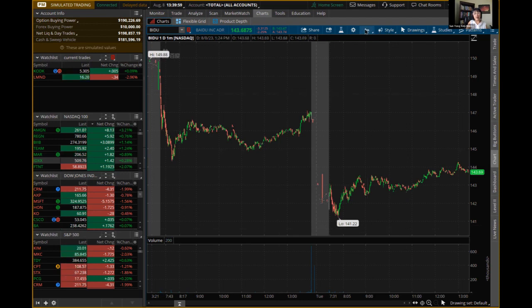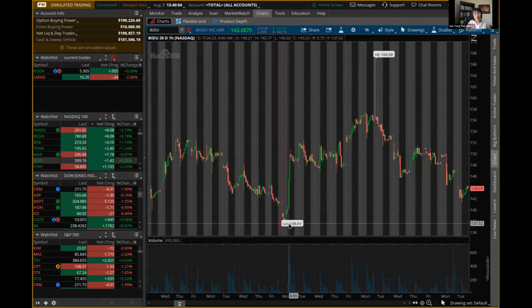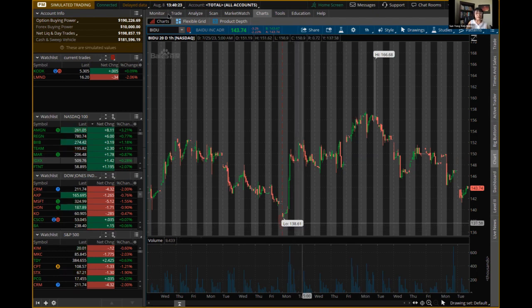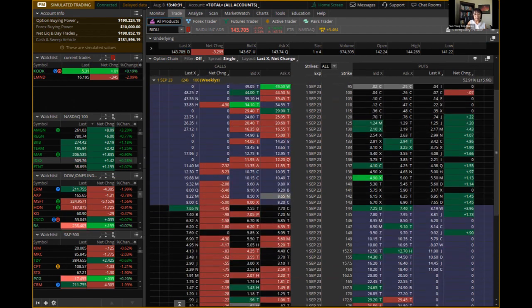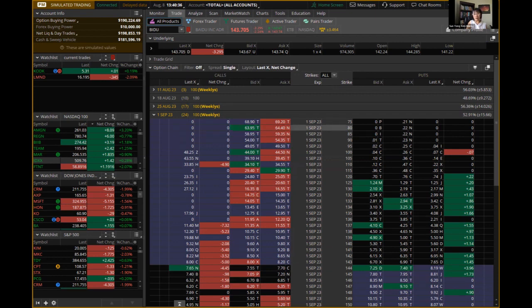Let me see what the 20-day low market is. Yeah, 138.61. So we know that 1-day movement low was like 141, somewhere in here. And 20-day movement shows it went down way below 141, 138.61. So I'm going to set up a down trade, and it's 24 days till it expires, September 1st.